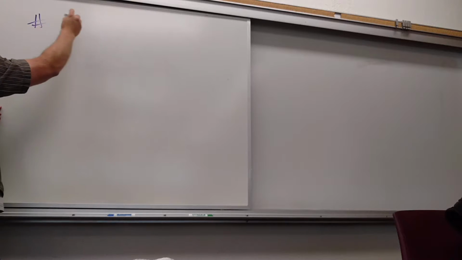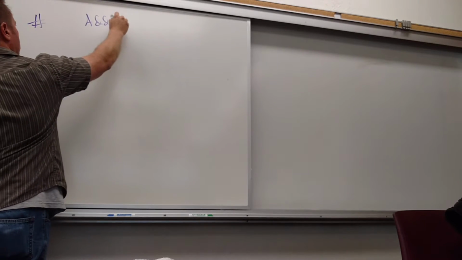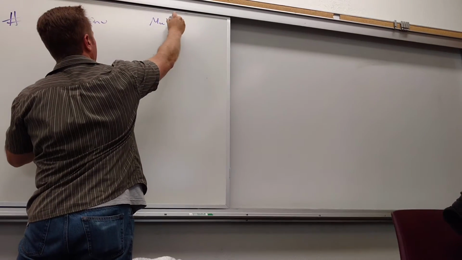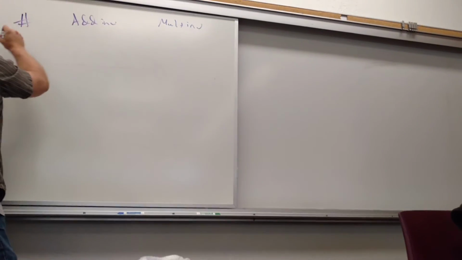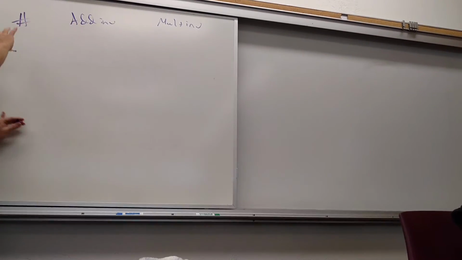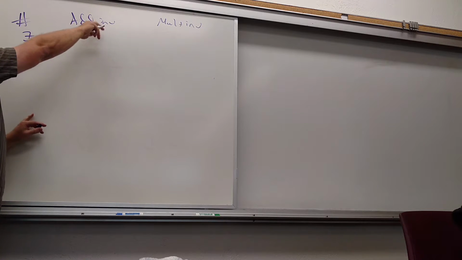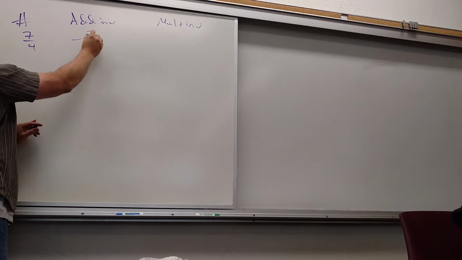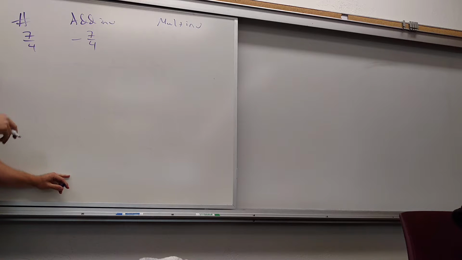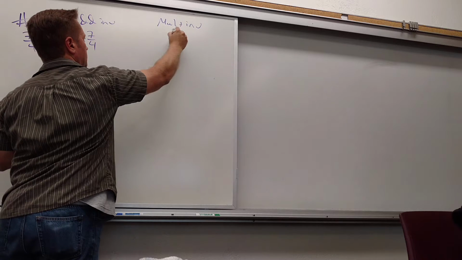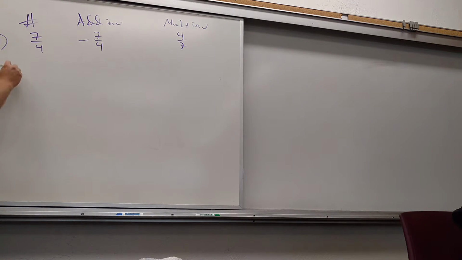So here's the number. I want the additive inverse, and I want the multiplicative inverse. So for example, if I gave you 7/4, the additive inverse would be negative 7/4, and the multiplicative inverse would be the reciprocal, 4 over 7. All right, so you guys do these.